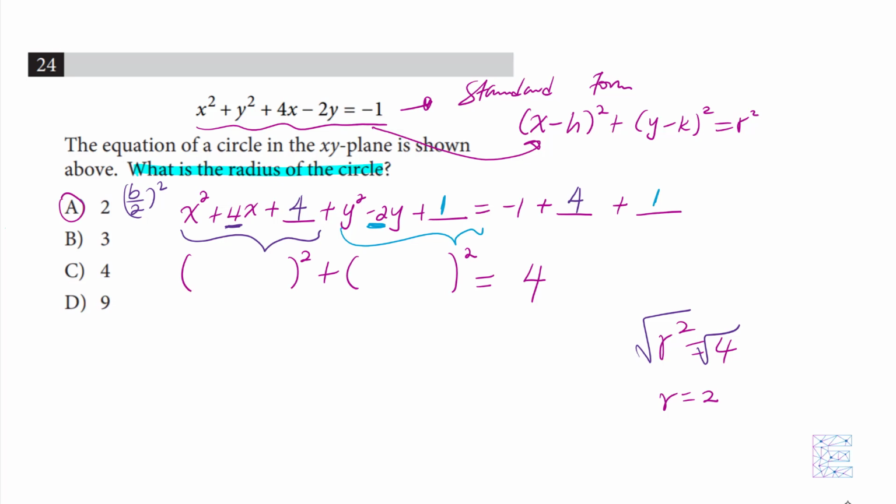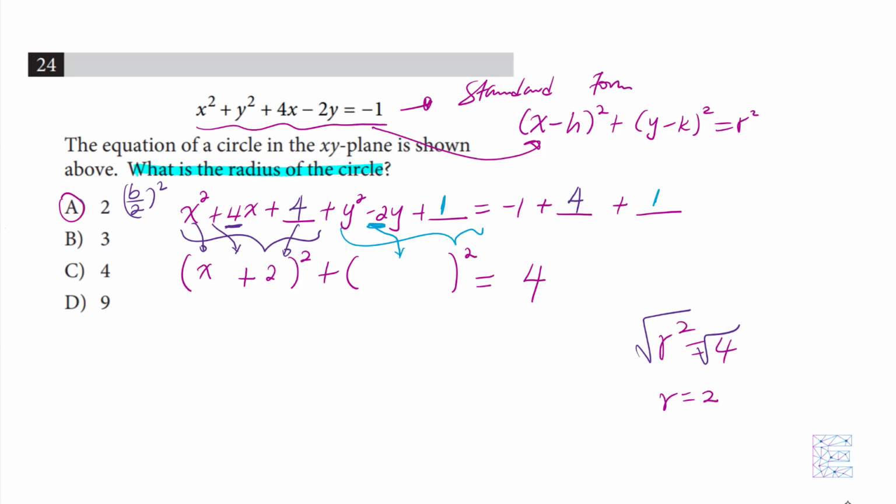And you always fill the blanks as follows. Always copy the first sign. This is a plus, so it'll be a plus over here. And you fill in the blanks using the square roots of the first term and the last term. Well, the square root of x² is x. The square root of 4 is 2. And we repeat that process for the other quadratic.